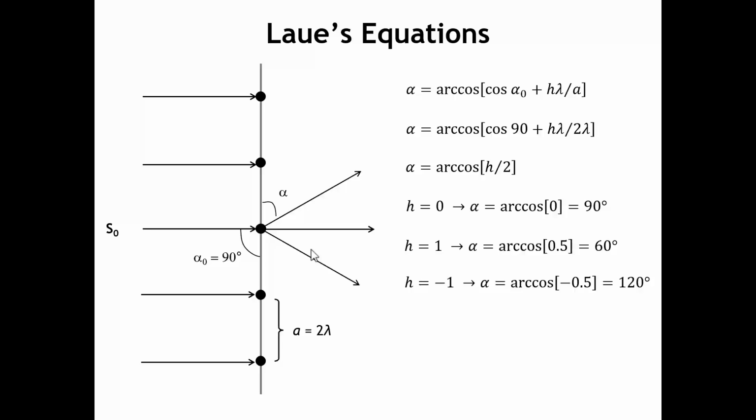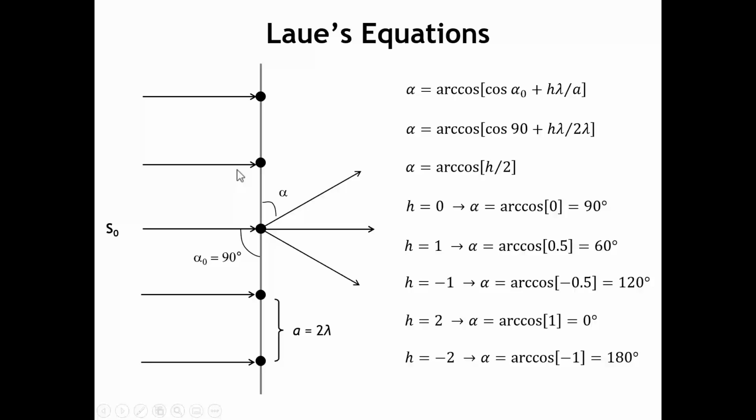Well, what about larger values of h? Well, if h is equal to 2, then we have the arc cosine of 1, and that's going to be 0 degrees. And if h equals minus 2, we would get 180 degrees. And so that's the vertical direction up and the vertical direction down in this diagram. They would be scattered along the row of atoms.